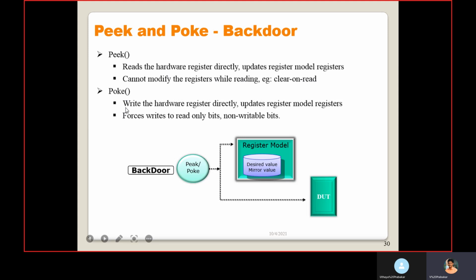Then poke is used to write the hardware register directly and update the register model registers. It writes the hardware register directly and the register model also gets updated. It does a force write to read-only bits. It also performs a write to the read-only bit, though the register will not be written. Suppose you don't know whether it is a write or read directly based on the path, it will perform the write.